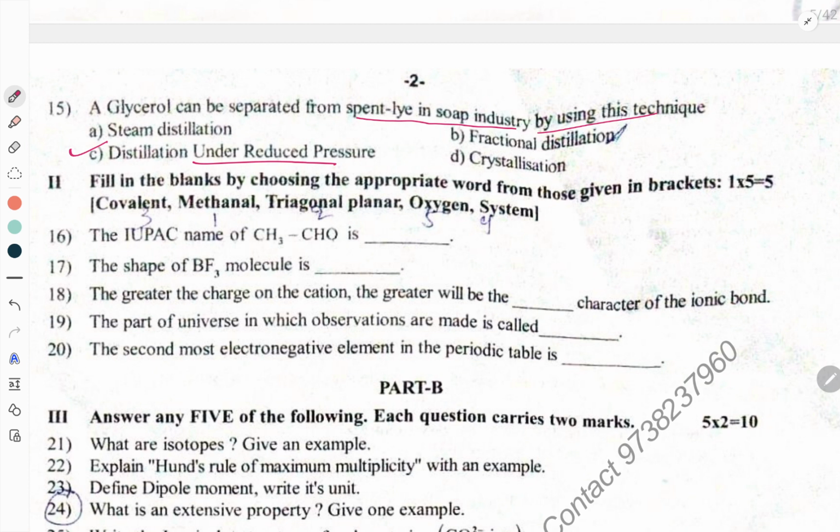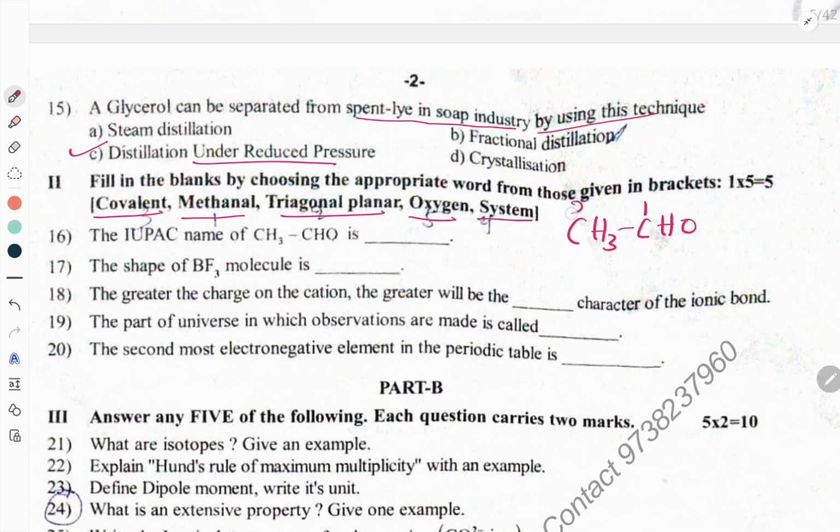Next, move on to the fill in the blanks. First, we need to see the options. The first option is covalent, second is methanol, third is trigonal planar, fourth is oxygen, fifth is system. So the 16th question, the IUPAC name of CH3CHO.